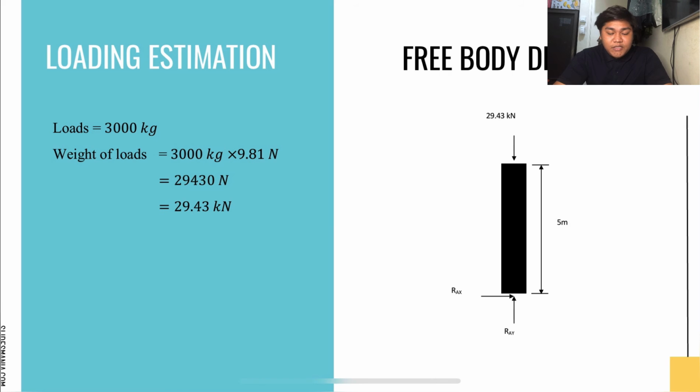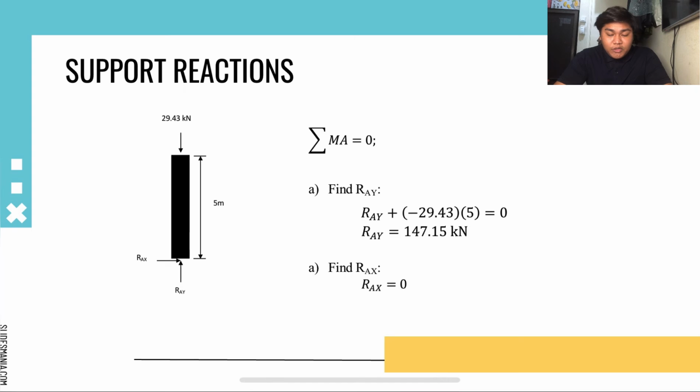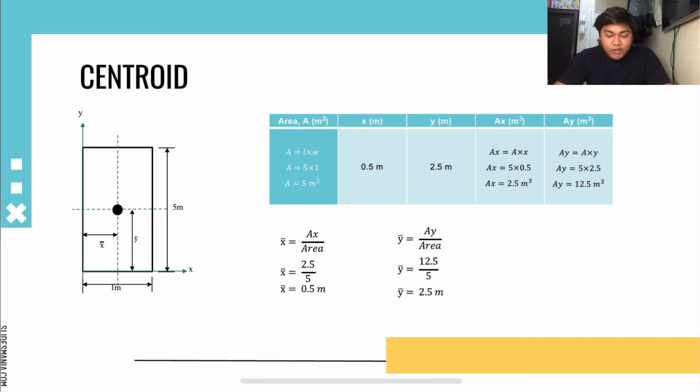For the loading estimation, weight of load is 29.43 kilonewton. This is the free body diagram. And the support reaction at RAY is 147.15 kilonewton. For RAX is 0. Next, for the centroid, the coordinate for X bar is 0.5 meter, and for Y bar is 2.5 meter.